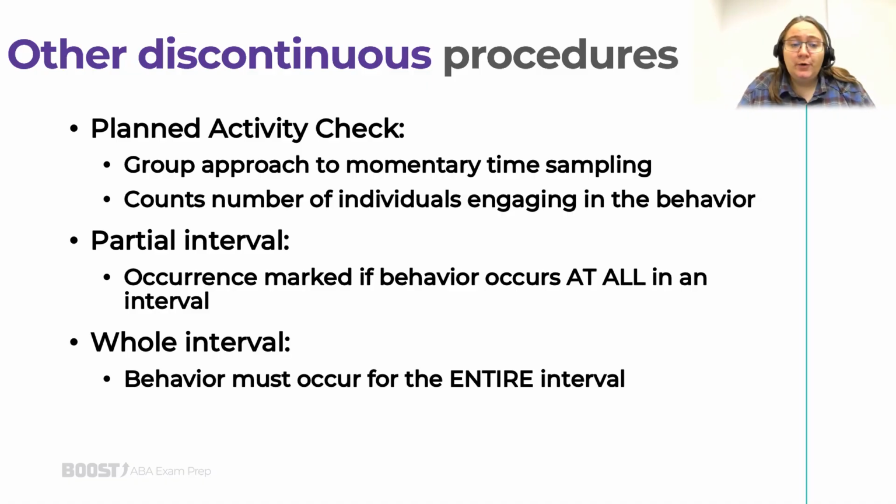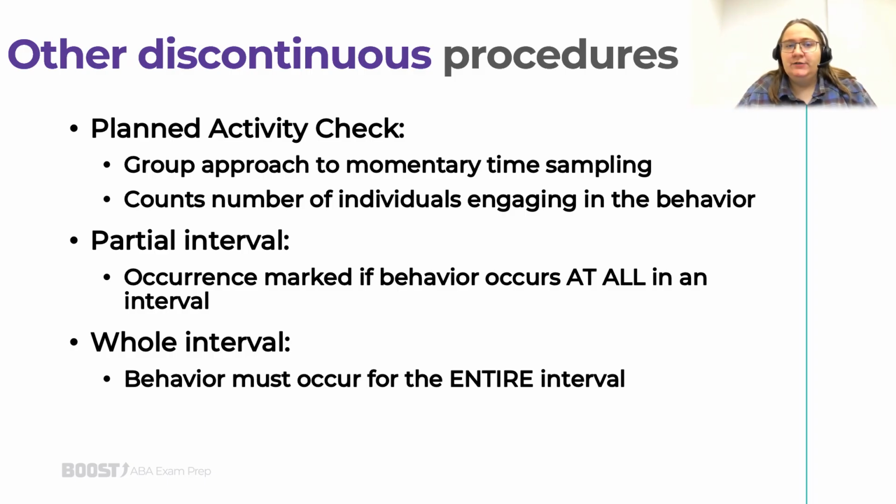For whole interval recording, behavior must occur for the entire interval to be marked as a yes. So it has to occur, for example, in the entirety of the 10 seconds. Doesn't matter if it occurred for 9 seconds, because it wasn't the entire 10 seconds, you would mark it as a no. So whole interval tends to underestimate. So partial, you mark it as yes if it occurred at all. Whole, it has to occur the entire interval. And then momentary time sampling, it has to occur at the specific point in the interval, again, usually the end.